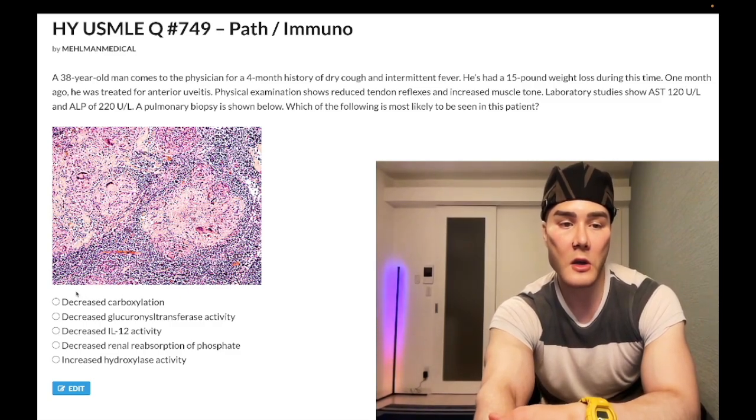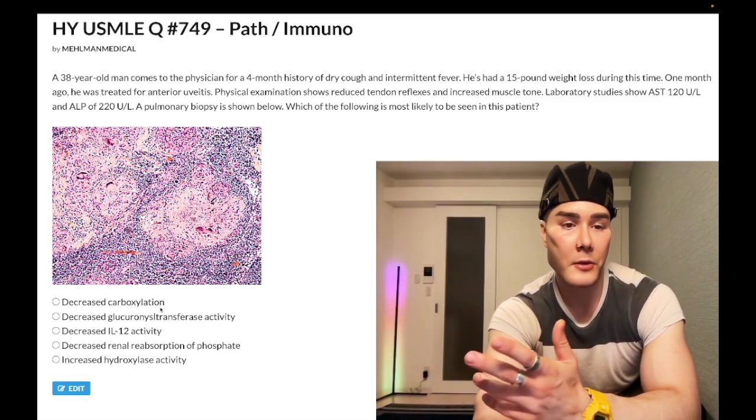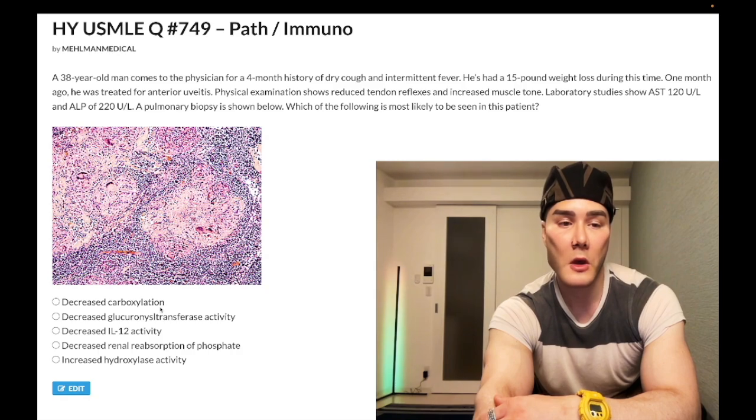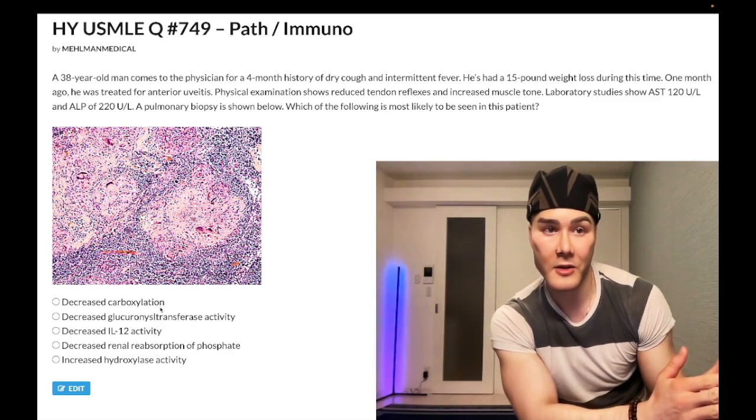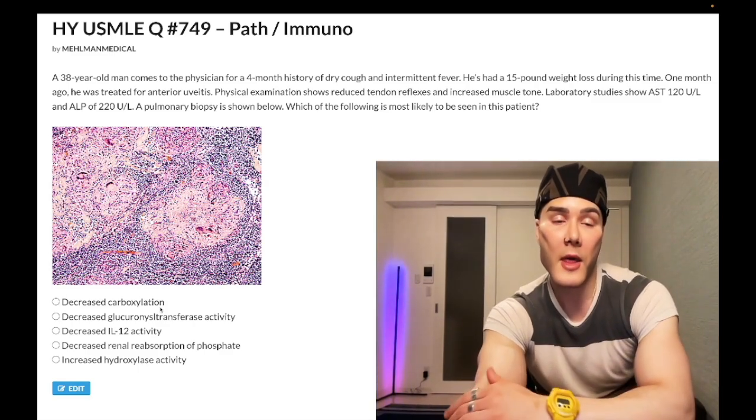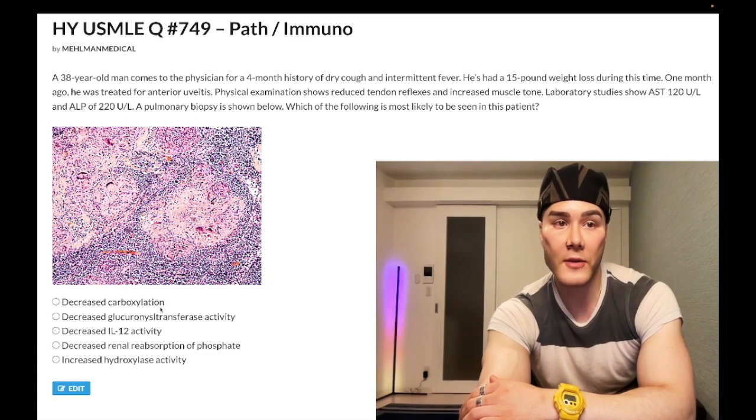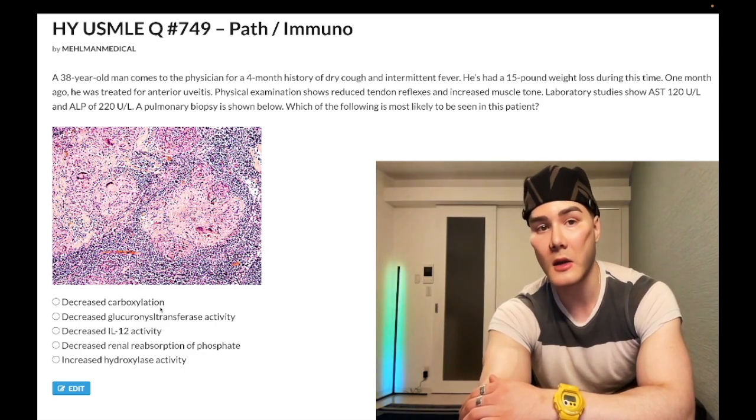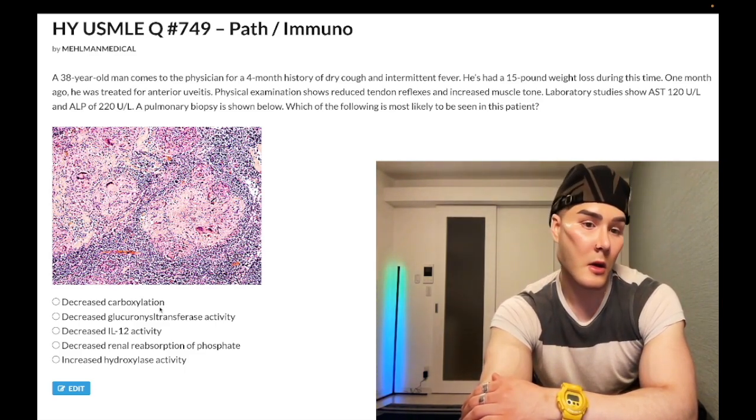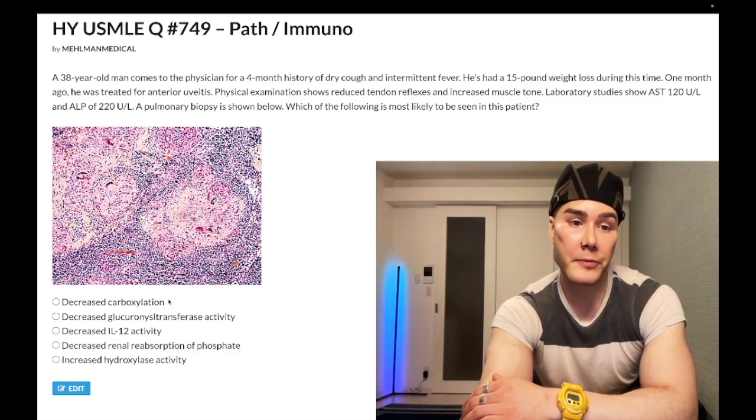So choice A, decreased carboxylation, wrong answer. Could refer to the effects of warfarin, okay? So warfarin is going to inhibit vitamin K epoxide reductase, decreased active vitamin K. Vitamin K, in turn, if we have less of it, or if we have vitamin K deficiency, just in general, like in a neonate, then we would have decreased activity of gamma-glutamyl carboxylase, obviously carboxylation, and activation of clotting factors 2, 7, 9, 10, anti-clotting protein C and S. Wrong answer.